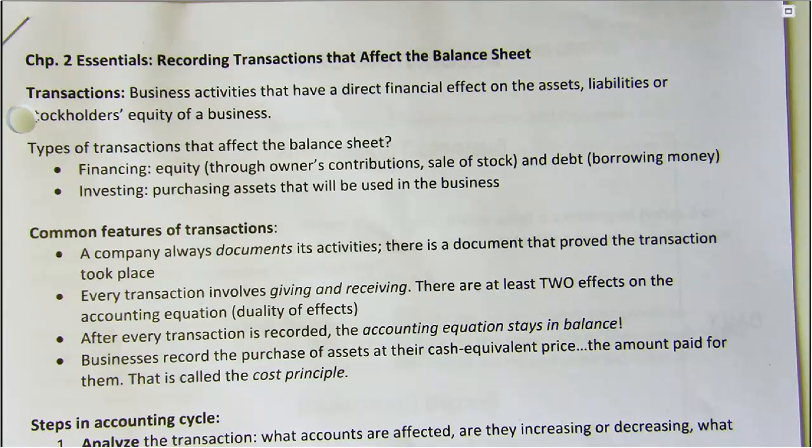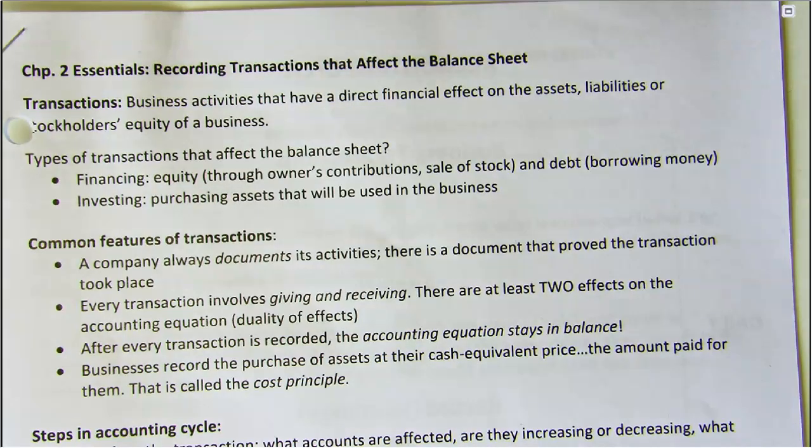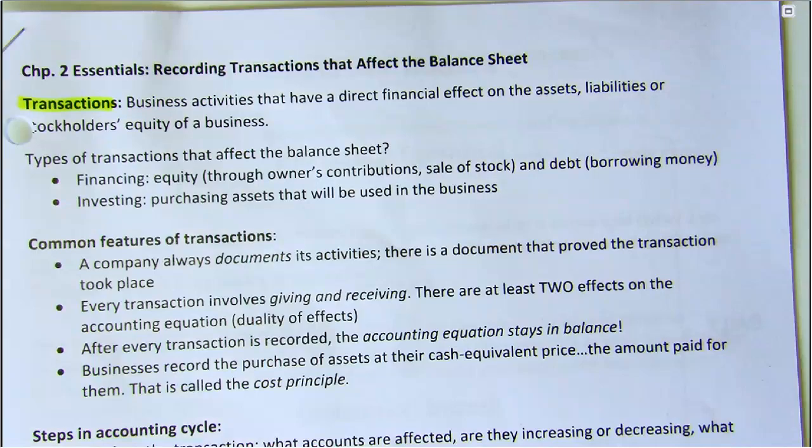So in this chapter, we will be learning how to record financial information that affects the balance sheet. Do you remember the balance sheet equation? It's the same as the accounting equation. Assets equal liabilities plus stockholders' equity. Let's go to the document called the Chapter 2 Essentials, Recording Transactions that Affect the Balance Sheet, and let's look at this definition of the word transactions. Transactions are business activities that have a direct effect on the assets, liabilities, or stockholders' equity of the business.